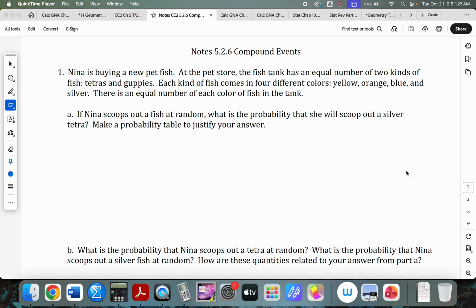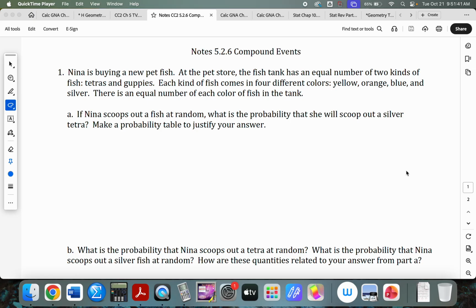All right. So today we're just looking at more compound events. We are not doing anything new today. So yes, this can be on the quiz tomorrow because it's not new material. Okay? So let's take a look.